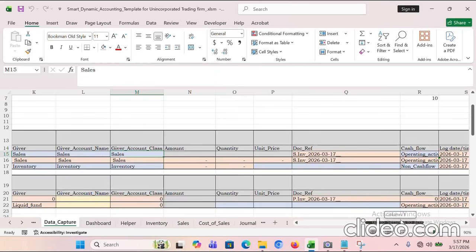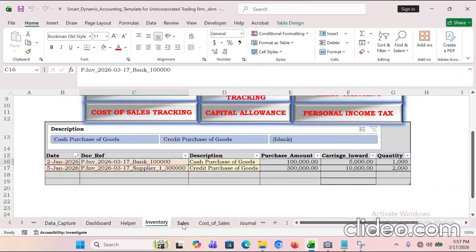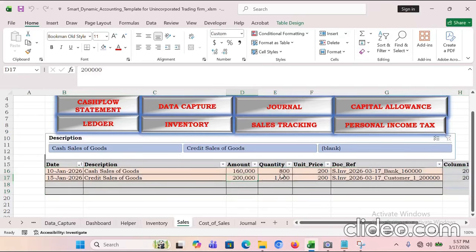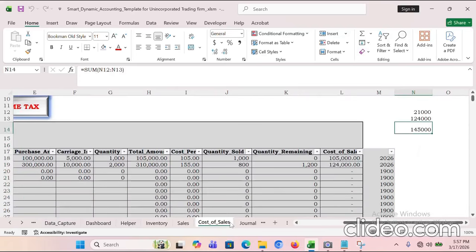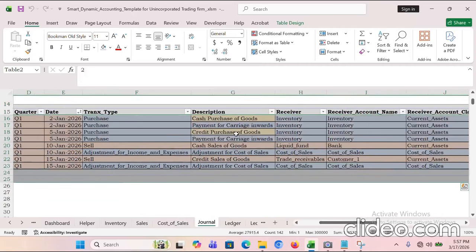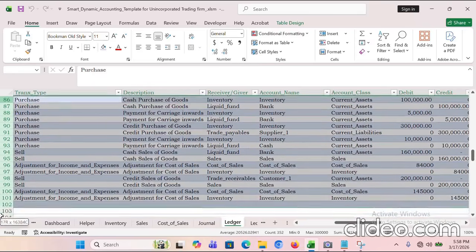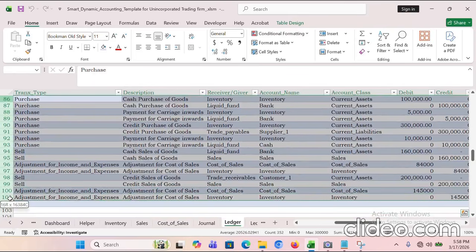Now let's confirm all these entries that we posted. The inventory, we confirmed all the inventory from before the sales. These are the sales that we made, so it's already populated here. The cost of sales I showed you earlier. Then the journal too. Everything is captured in the journal: the purchase, the sales, the carriage invoice and the rest, and the adjustment for cost of sales. Then the same thing in the ledger: the purchase, the sales, adjustment for cost of sales, credit sales, adjustment for credit sales.